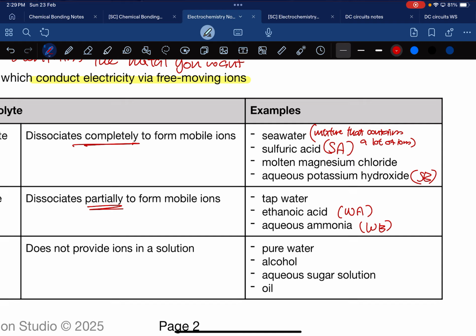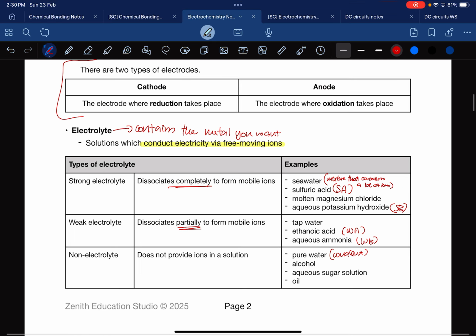These are covalent compounds, so you cannot conduct anything. Alcohol, sugar, all of this, yes, you can form a liquid, but what's the point? There are no ions. Are you following? So ideally we want to have strong electrolytes.